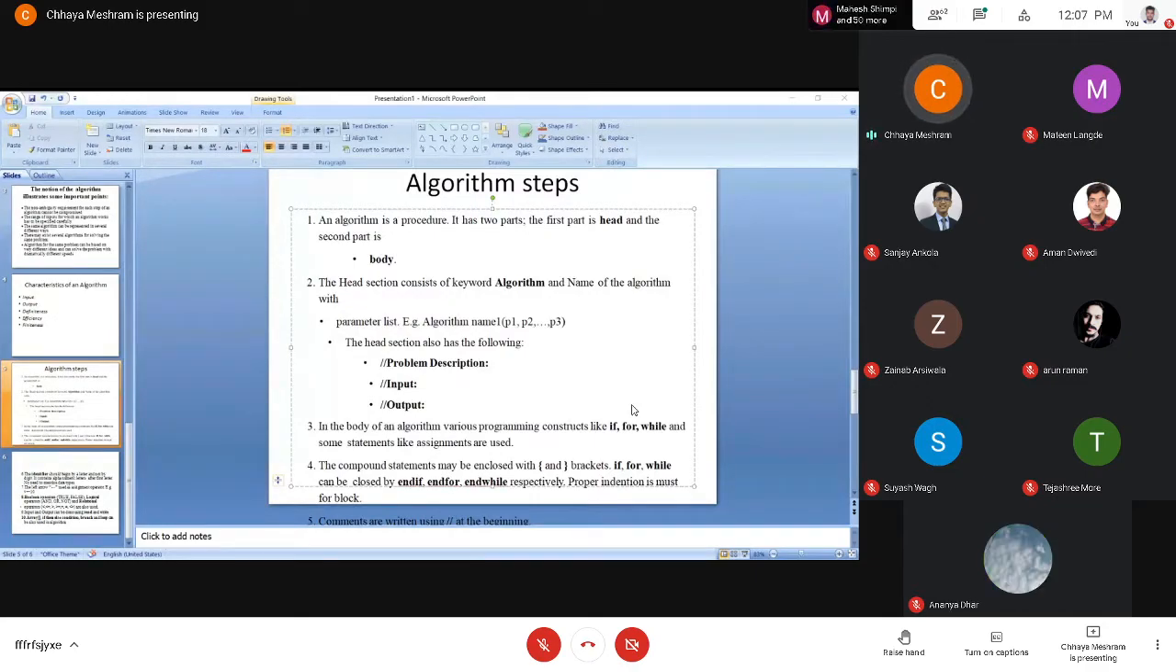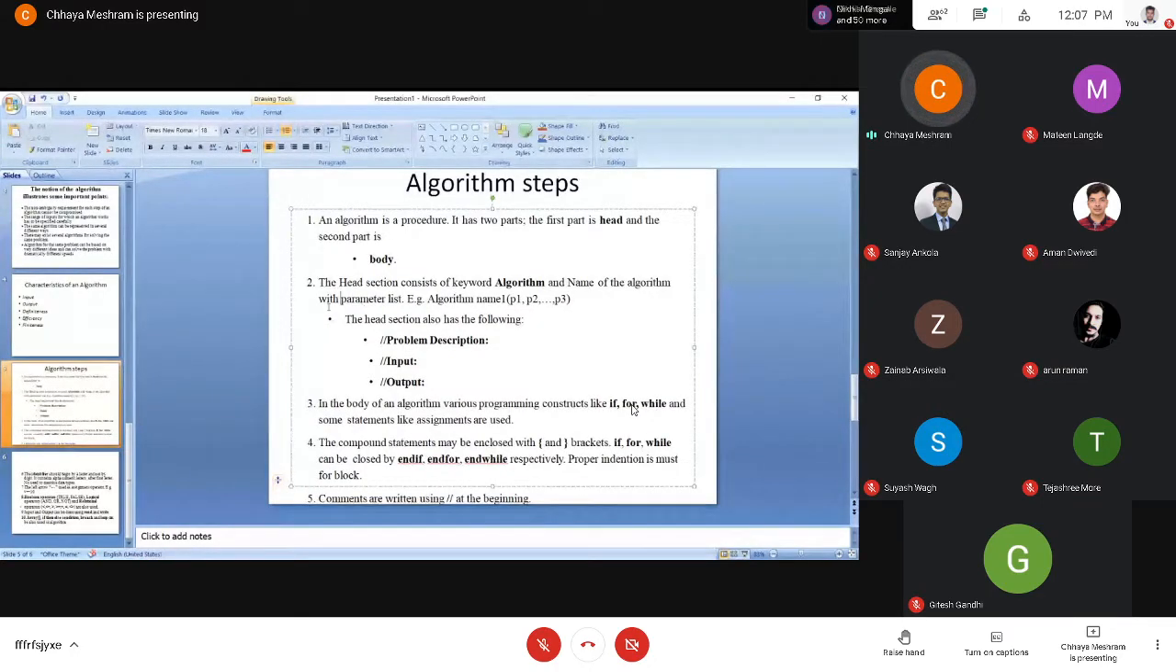So first, an algorithm is a procedure, and it has two parts. The first part is the head and the second part is the body. Now the head section consists of the keyword algorithm and the name of the algorithm with the parameter list, whatever parameters are required for executing that particular algorithm. For example: algorithm, then the name of the algorithm, and these are the parameters.